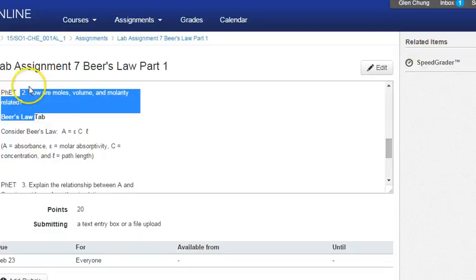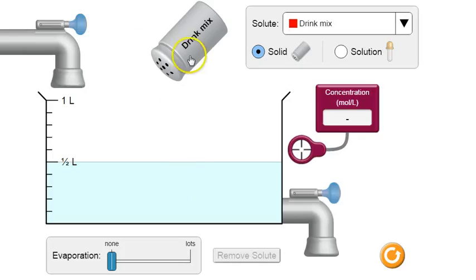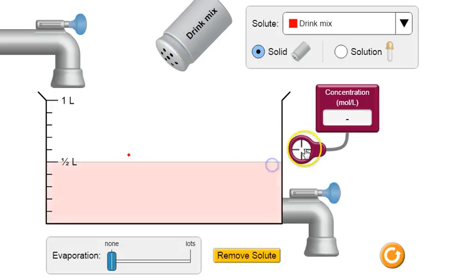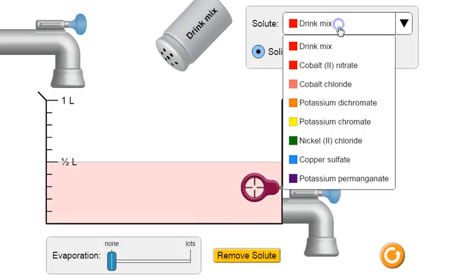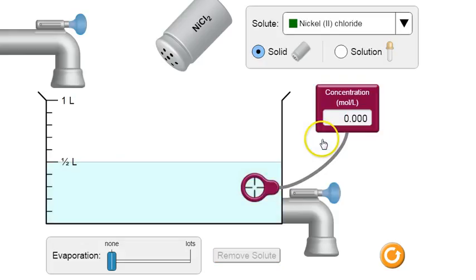Number 2 in this lab, number 7, says, how are moles, volume, and molarity related? It's important to be very specific when you explain your answer here, and let me show you what I mean. In the concentration virtual lab, I can change the molarity. Here, let me use something other than drink mix. Let me use nickel 2 chloride.